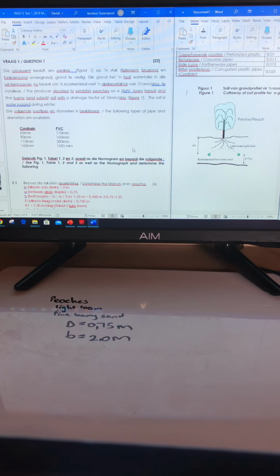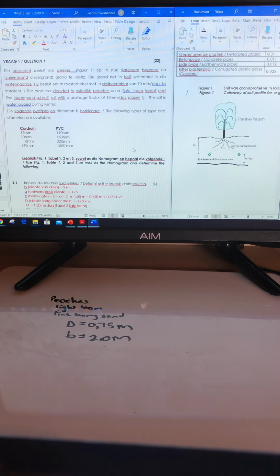Hi, so I've got one extra sum for us to do the calculations of. I'll read the question. It says the producer decided to establish peaches on a light loam topsoil and fine loamy subsoil with a drainage factor of 10 millimeters per day. And then it says look at figure 1.